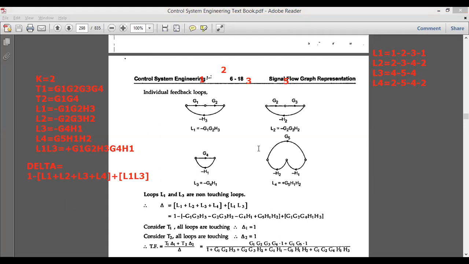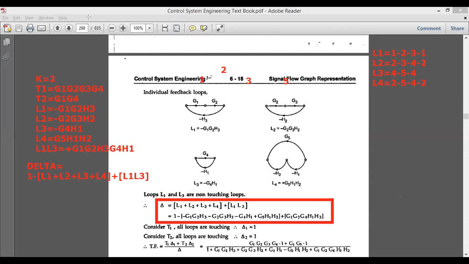Once you have the formula for delta, simply substitute the value of L1 from here, the value of L2 from here, the value of L3 from here, and the value of L4 here, and substitute the values of L1 and L3 in this particular formula. If you substitute all the values of L, you will get the value of delta, which is represented by this formula. You can see here we got the value of delta. This is my delta value.